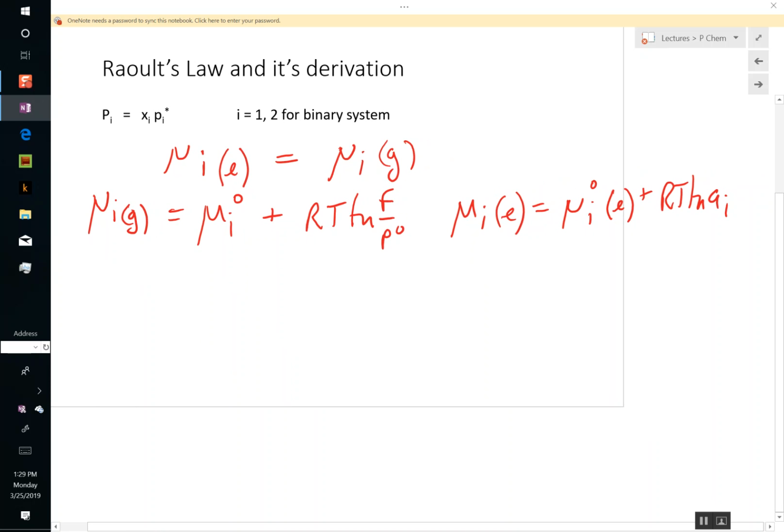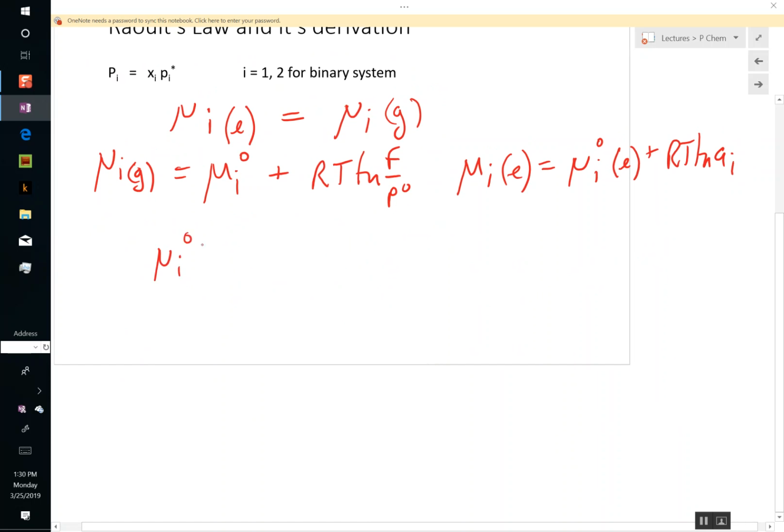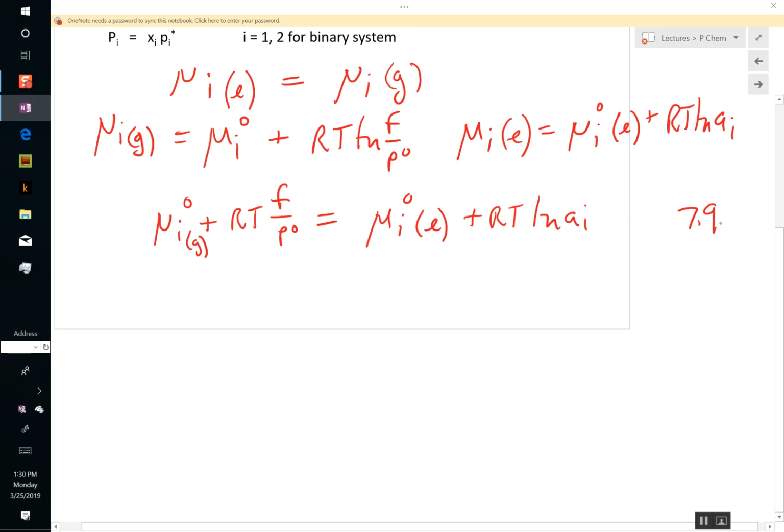So if that is the case up there, then we can set this equal to that. We can set those equal to each other. So we can come down, so we have this expression is going to equal, this is the gas, this is equation 7.9, by the way.